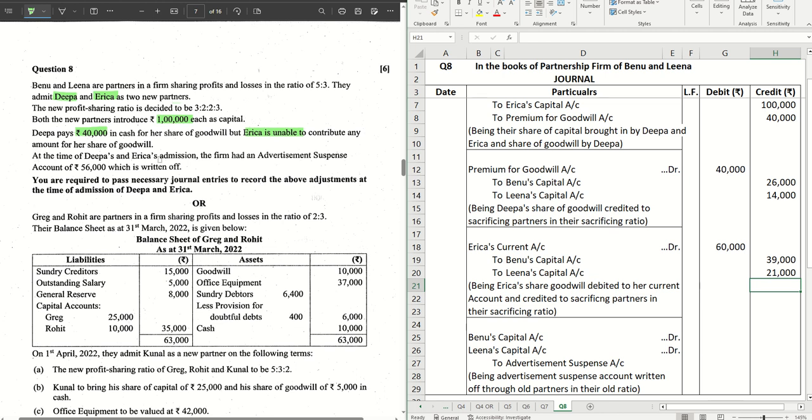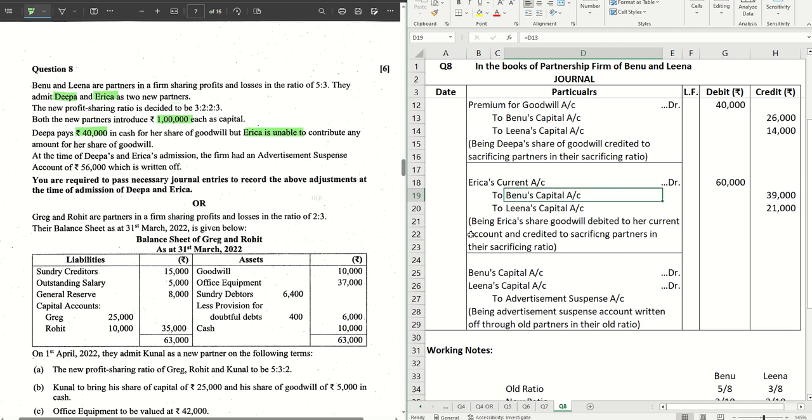At the time of Deepa's and Erica's admission, the advertisement suspense account which is there is to be written off. And since this is an asset shown on the asset side of the balance sheet, this is a fictitious asset. This is written off. That means the asset account is credited and the old partners' capital accounts are debited. And this is distributed or written off in the old ratio. Don't be confused. We use sacrificing and gaining ratio only for distributing the share of goodwill. Okay, and for the rest, we use the old ratio.